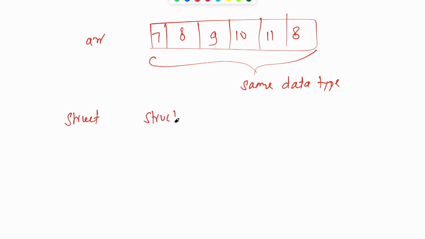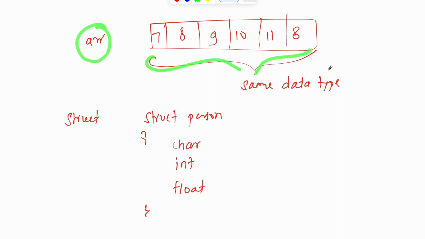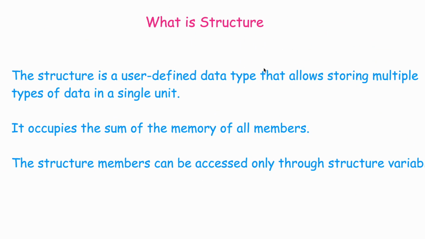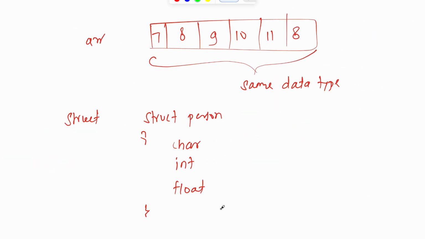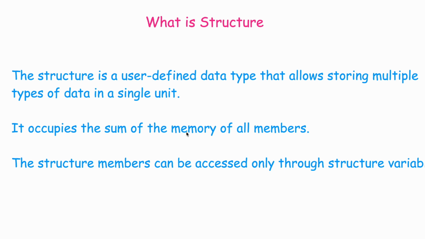Say for example, I use struct and I call it person. Inside this, I'm declaring a character, I'm declaring an integer, I'm declaring a float. Can I say that inside the single unit called person, I'm able to declare any data type? But in an array, I need all the elements to be of the same data type. This is what structure says. Structure is a user defined data type that allows storing multiple types of data in a single unit: character, integer, float, multiple data types inside the single unit called a person.